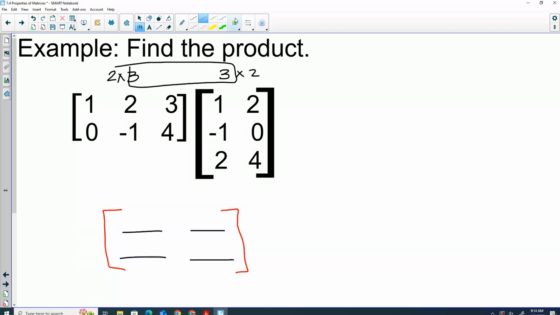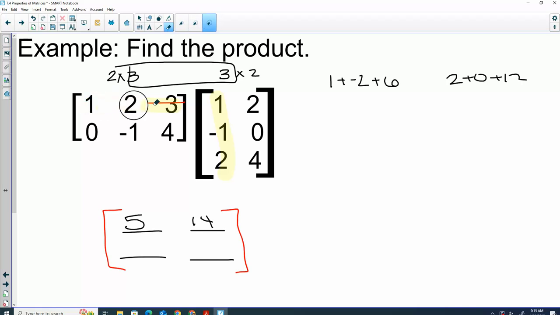Okay, so you take a row times a column. So 1 times 1, 2 times -1, 3 times 2. Add those together, you get 5. Then first row times second column. So you get 2 plus 0 plus 12, which is 14.